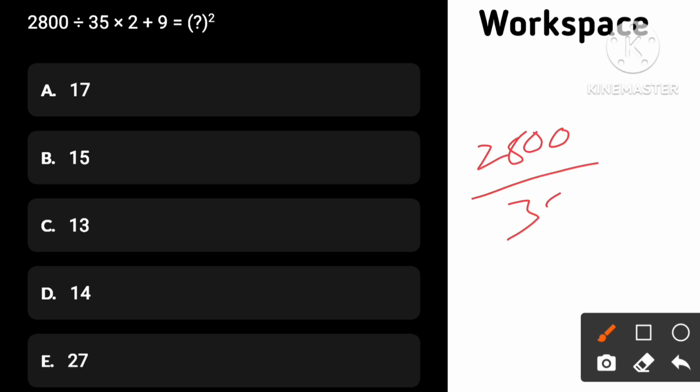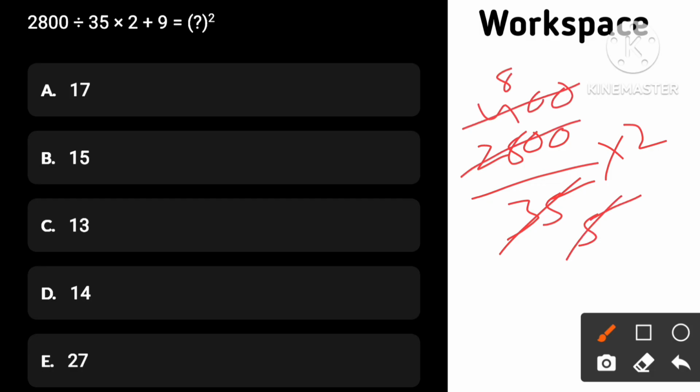2800 divided by 35 into 2 times. This will be 7, 5 times 7, 400 times 5, 80 times 8, 2 times 160, 169. 169 equals x square. So answer will be 13. So option C is the answer.